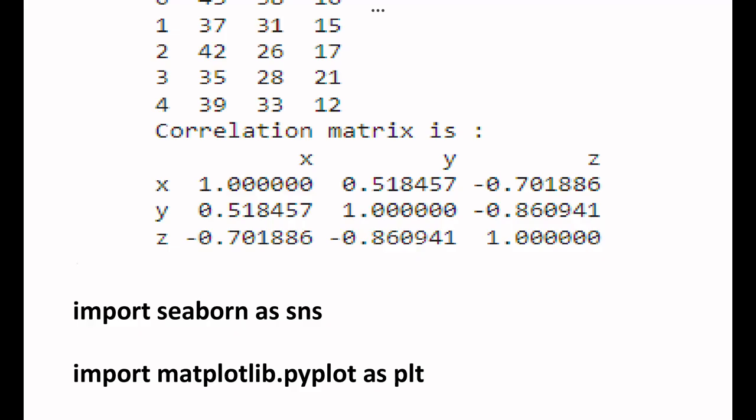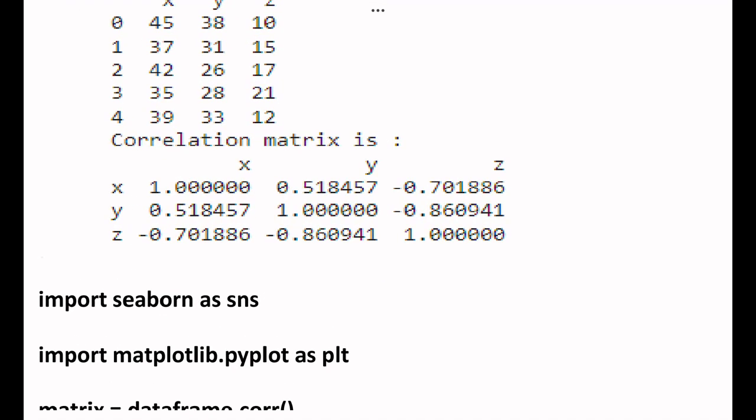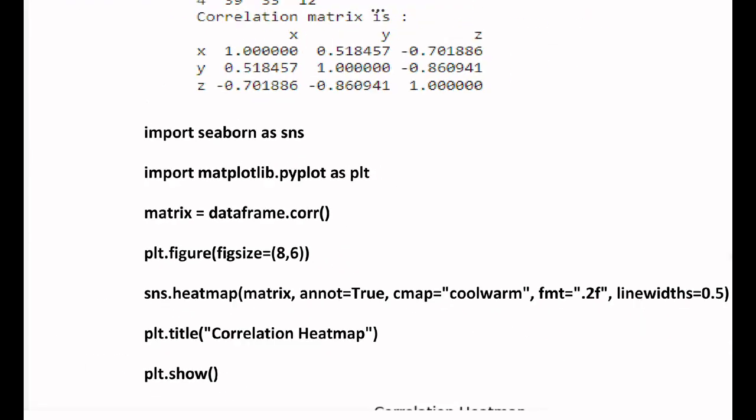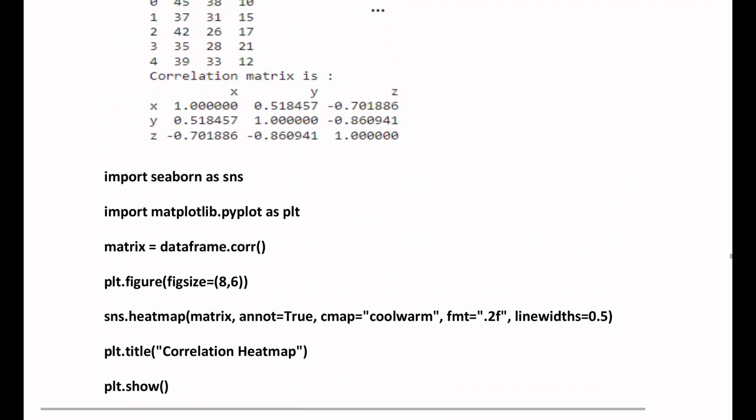X and y is 51%, y and y is 100%, y and z is minus 86%. Similarly, you can find whether there is any relationship between any two data or not. So this is very, very important. So this is the correlation matrix.